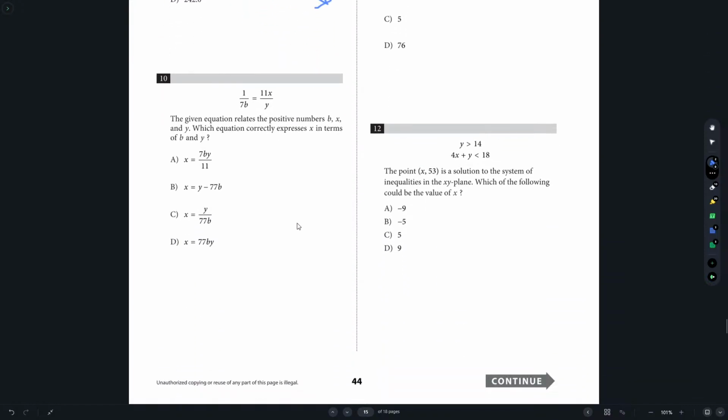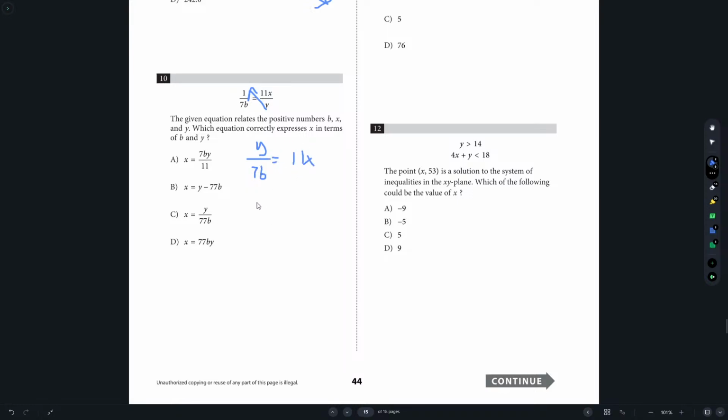The given equation relates the positive numbers b, x, and y. Which equation correctly expresses x in terms of b and y? Okay, in order to do that, we have to get x on its own. So to do that, we're going to multiply y to both sides, and that moves it to the top. So we have y over 7b is equal to 11x.